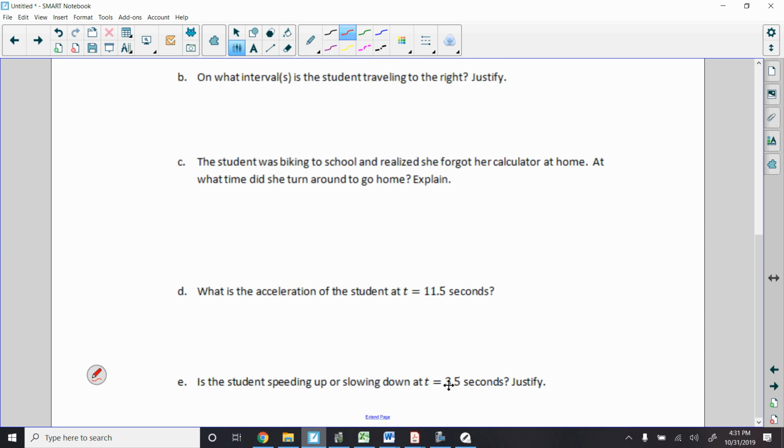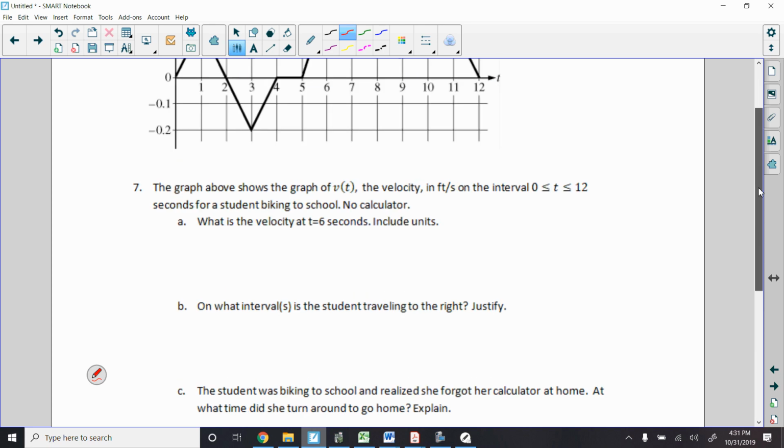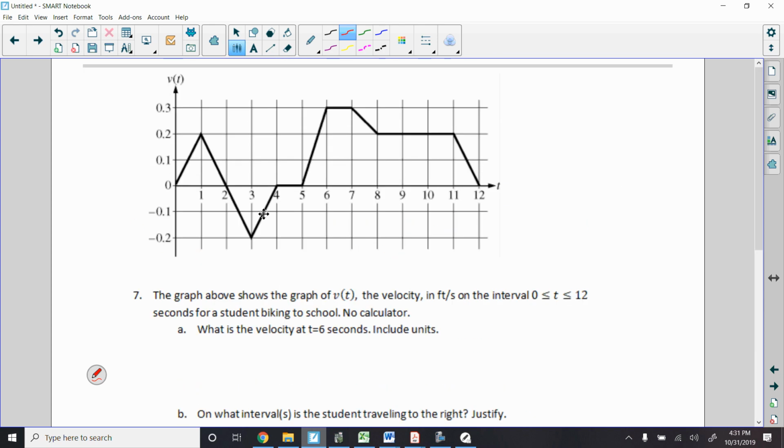And speeding up or slowing down at t equals 3.5, I need to compare v of 3.5 and a of 3.5. V of 3.5 is negative 0.1, so my velocity is negative. A of 3.5 will be this slope. That's a positive slope. Since velocity is negative and acceleration is positive, we're slowing down at that time.